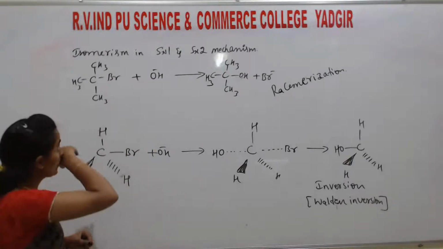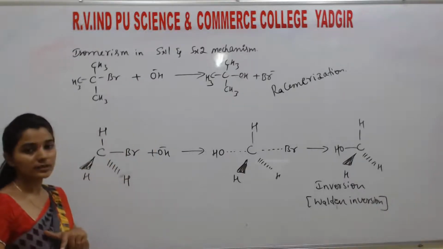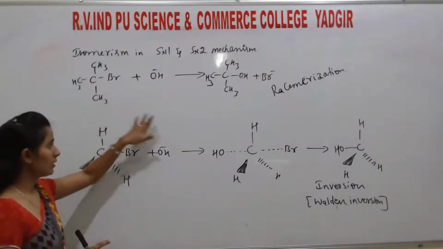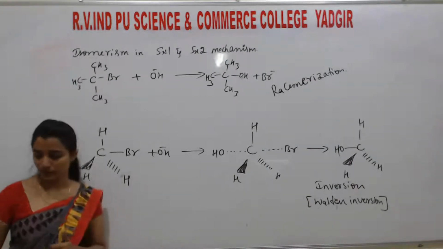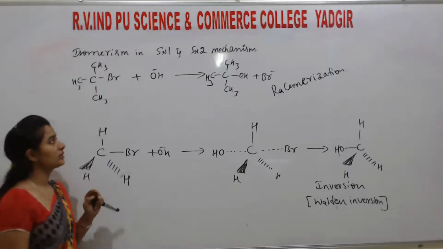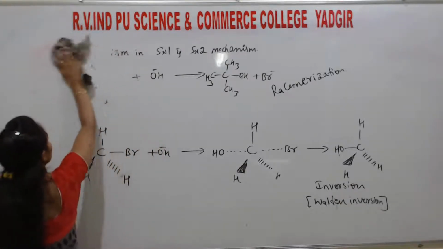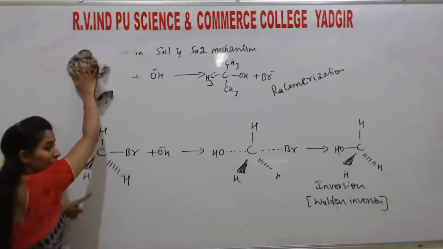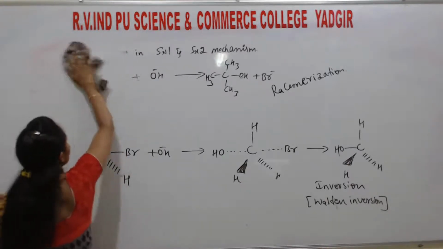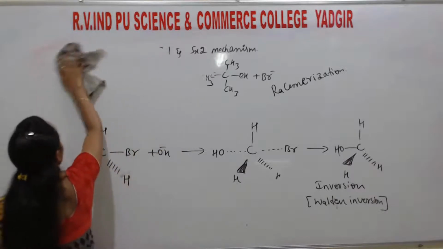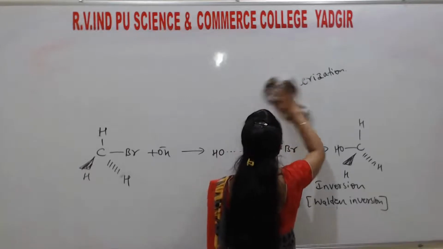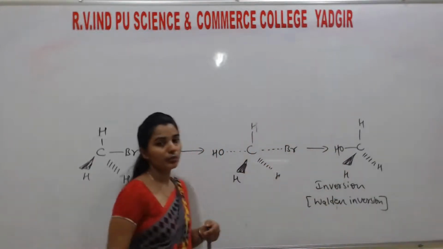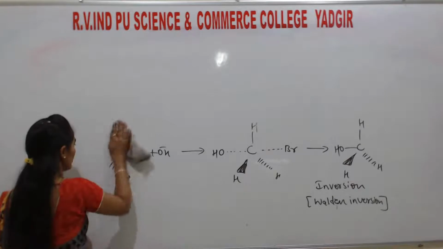Understand? So this is all about isomerism in SN1 and SN2 mechanisms. That's SN1 racemization, SN2 Walden inversion. If you remember that much, that is enough. Understand? So the next one is the preparation and properties of haloarenes. This completes haloalkanes. Now we will discuss haloarenes. Haloarenes means the hydrogen of the aryl group is replaced by halogens. Aryl means benzene group.